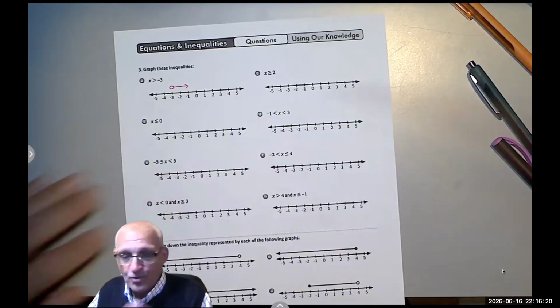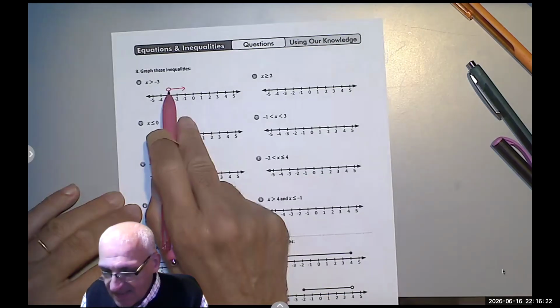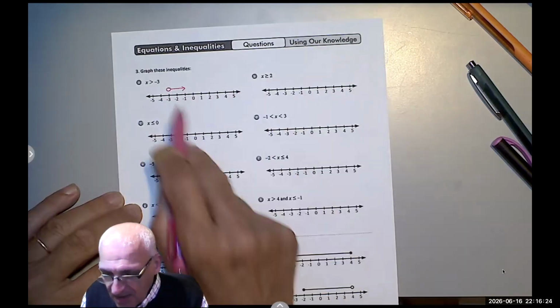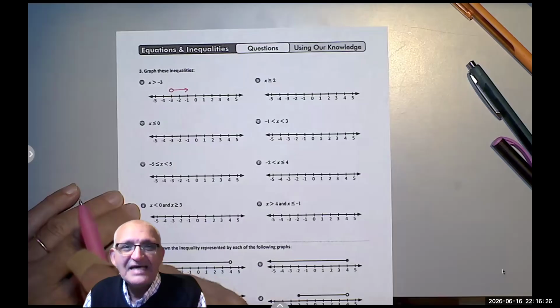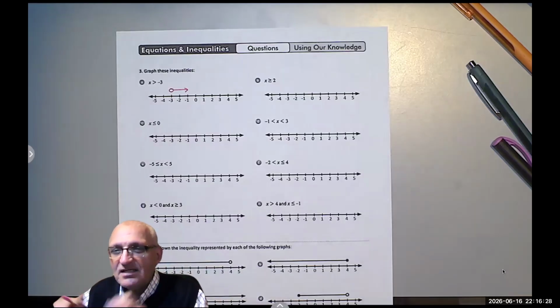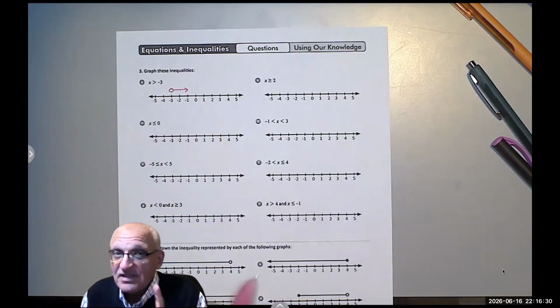It's a ray going to positive infinity. So anything in this direction right after -3, at -2.99999, is okay, but not -3.